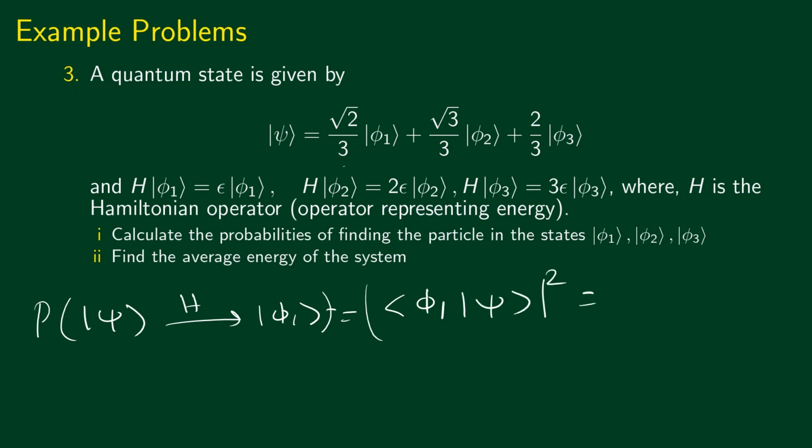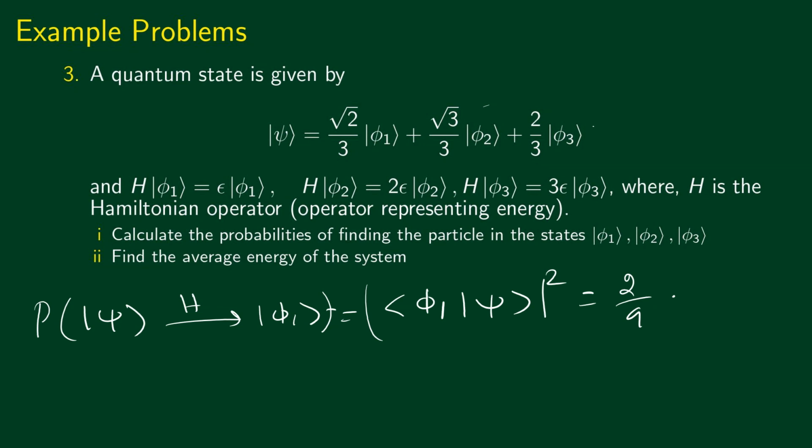All right, what is this? This is simply the modulus square of the expansion coefficient here because of orthonormality. If I multiply by a bra phi 1 from here, it will kill all these terms. I get only bra phi 1 ket phi 1, which is equal to 1. So bra phi 1 ket psi is square root of 2 by 3. If I find the modulus square of this, it's simply 2 divided by 9.